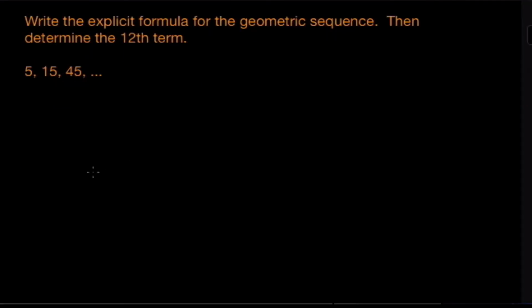Okay, let's use what we know about geometric sequences to write some explicit formulas. So in this problem, we're asked to write the explicit formula for this geometric sequence and then determine the 12th term. So let's start with our formula, a sub n equals a1 times r to the n minus 1. And in order to write the explicit sequence, we're going to have to determine the first term in the sequence and the common ratio.